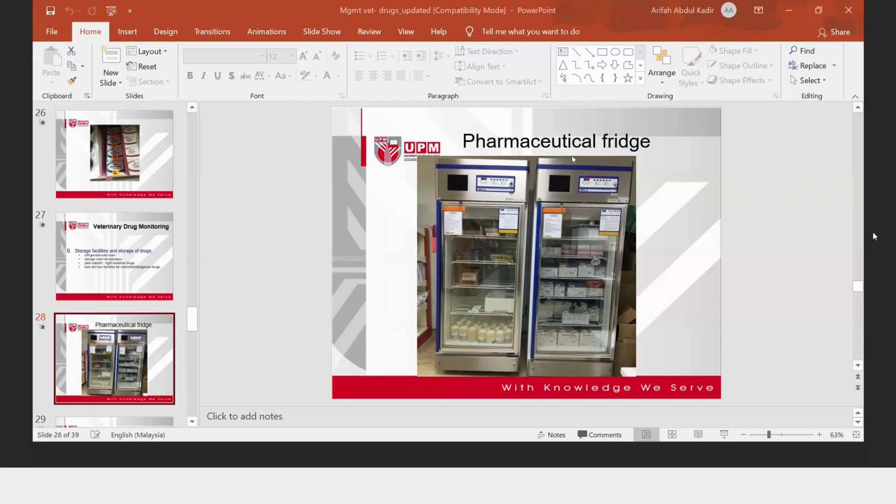So this is the pharmaceutical fridge. This is not the ordinary fridge. It has been attached or connected to the system in the computer in the lab, in the pharmacy, where it can detect if there's a problem, and it will ring the numbers that have been installed in the computer software. Okay. So far so good.